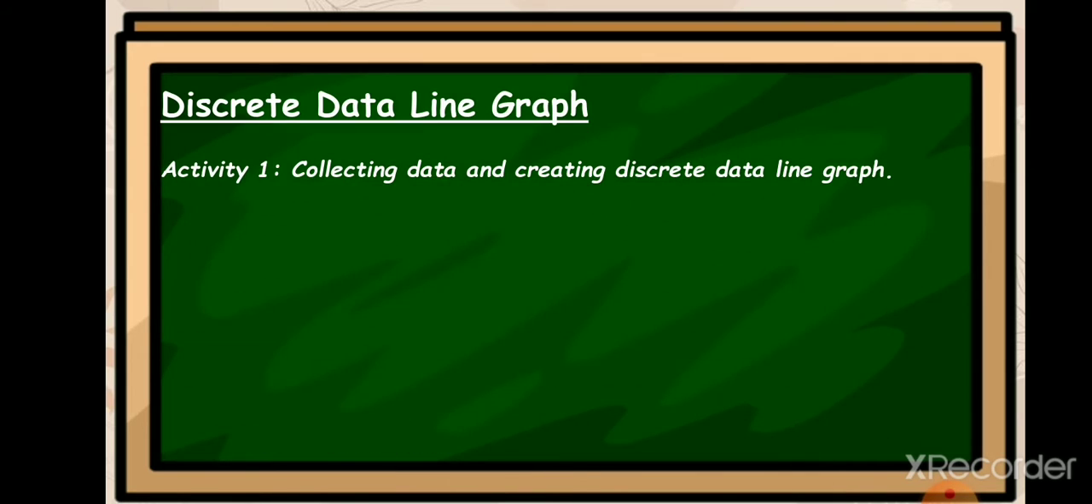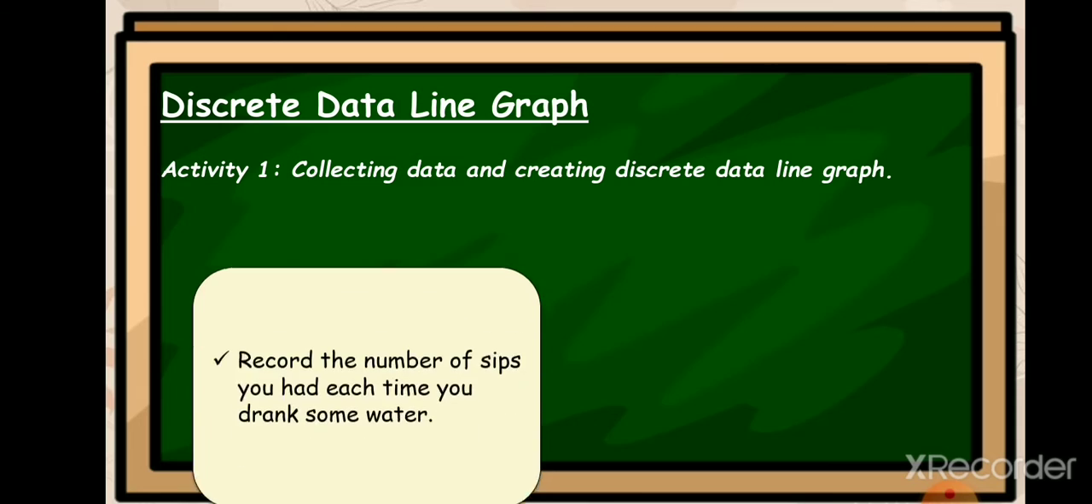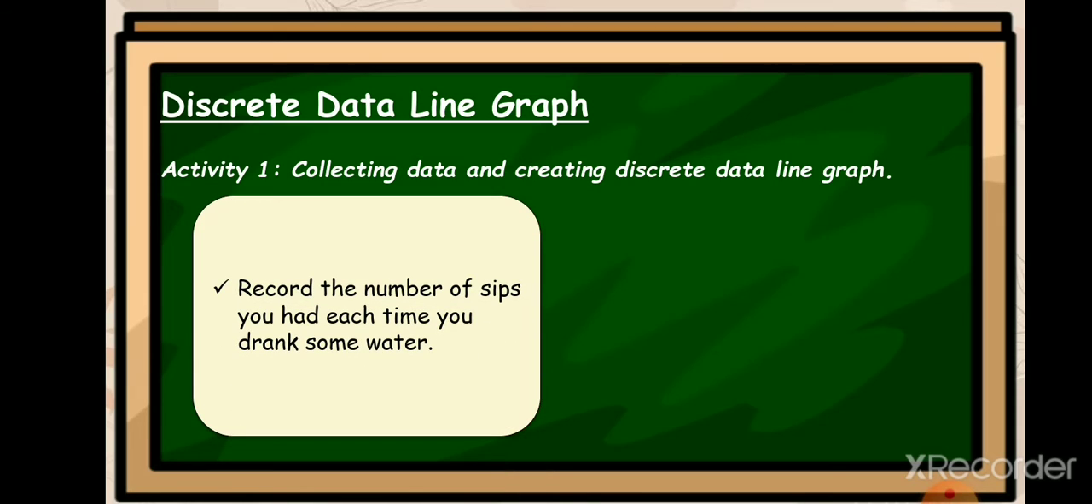And now that you know the two types of data and data line graph, let us proceed to collecting data and creating a graph. Let us proceed to the discrete data collection. For our activity 1, what we are going to do is record the number of sips you had each time you drank some water. So in our activity 1, we are collecting data and creating a discrete data line graph.